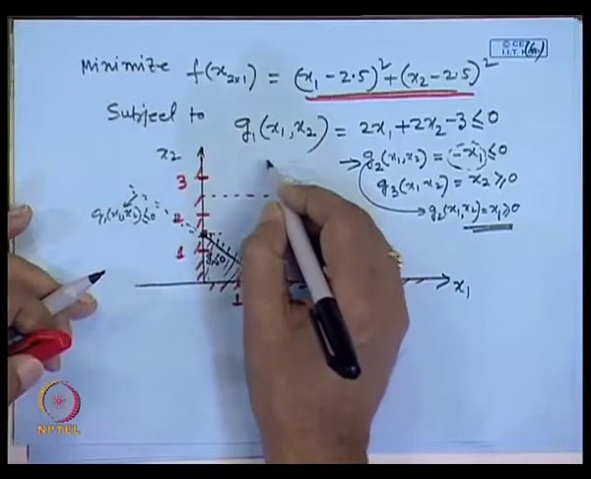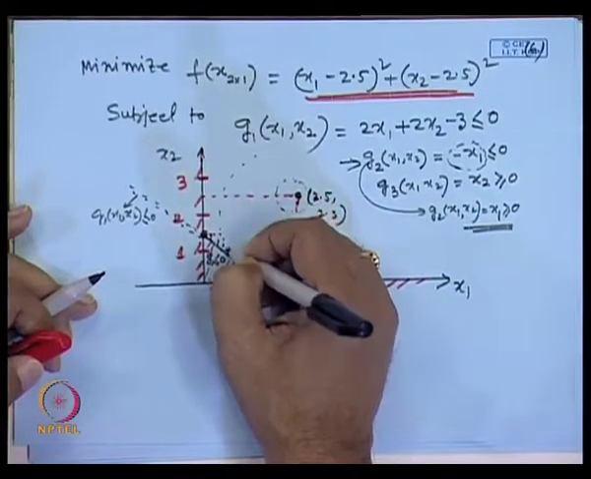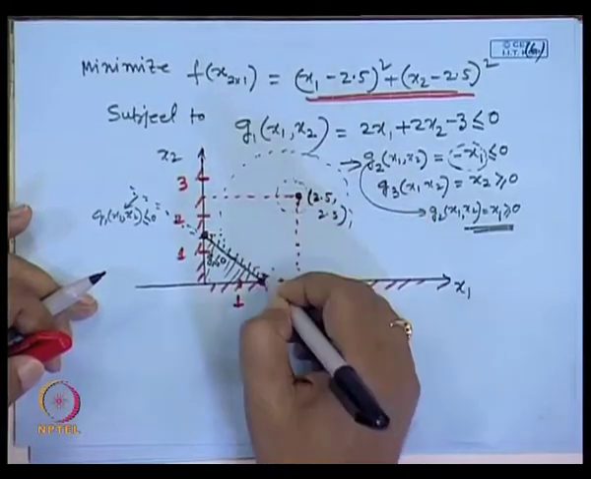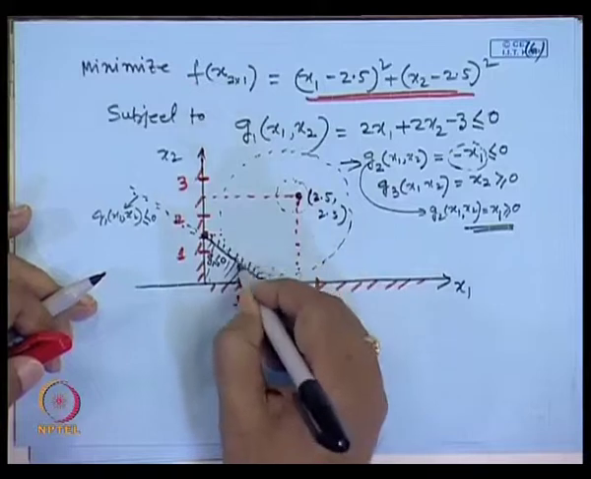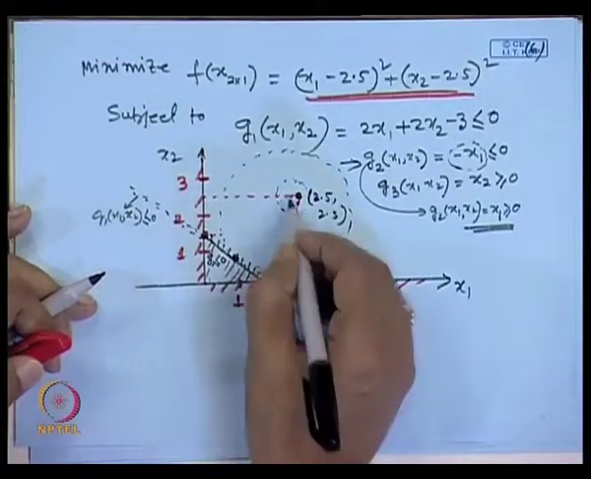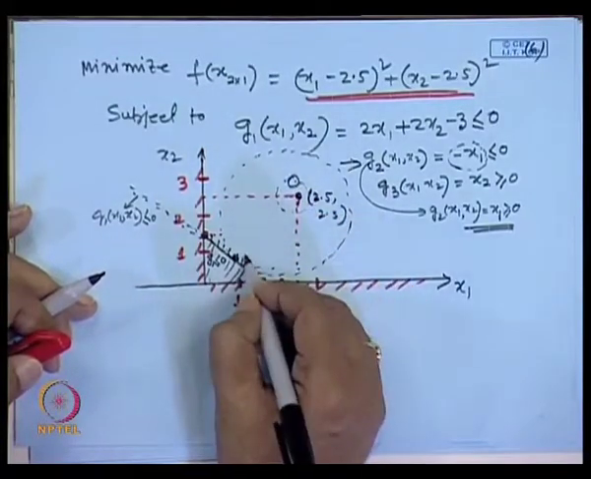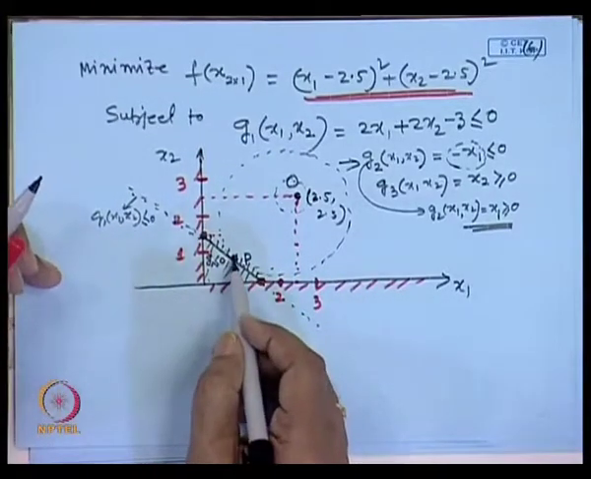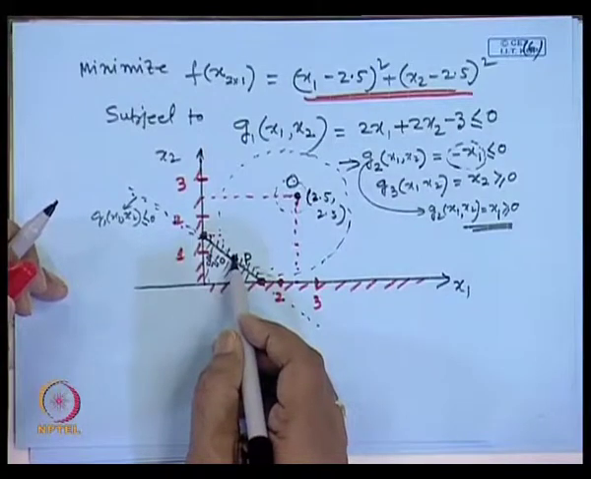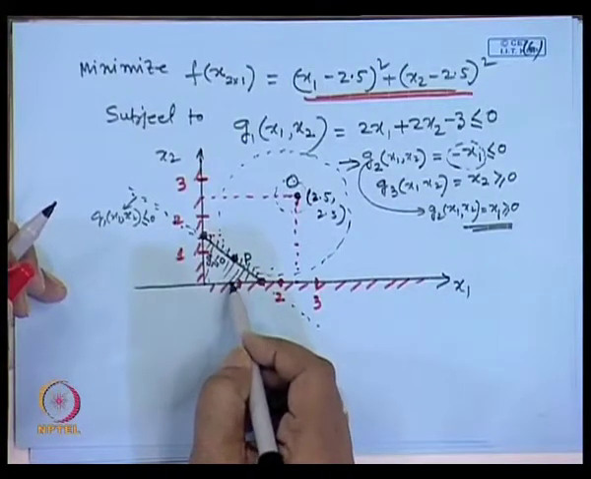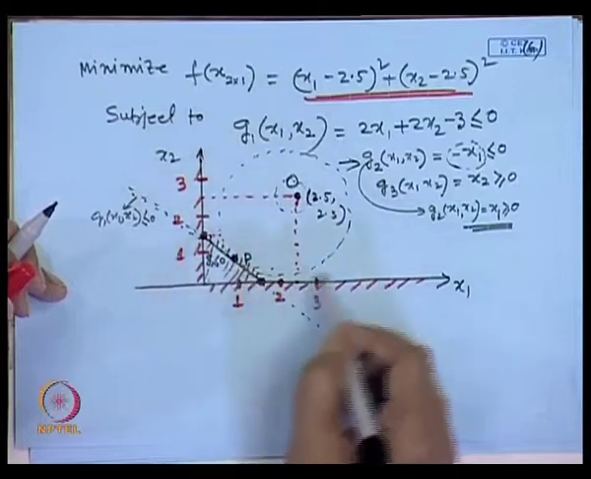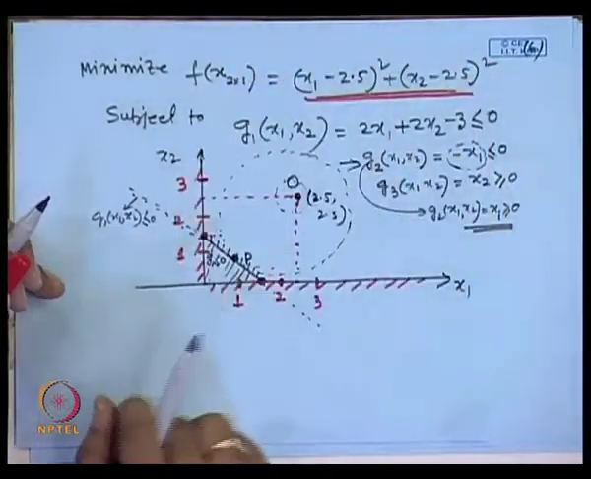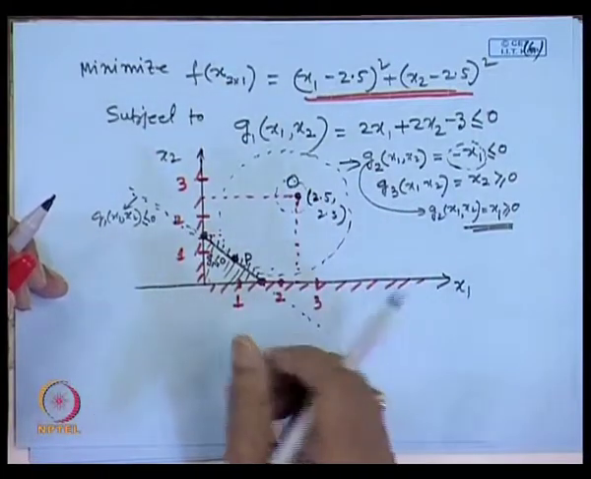The minimum will be the circle which will touch this line. Let us call this O point, and this P point here. Now you can easily find out the point at which this circle will touch, and at that point you will get the minimum value of the function. It is a simple geometry concept.